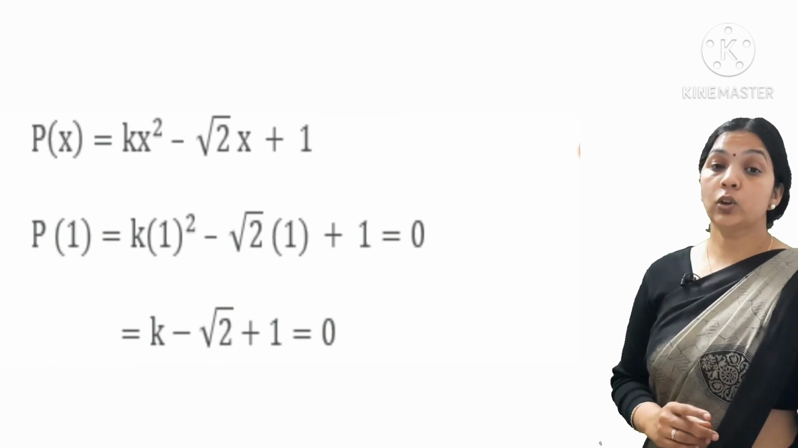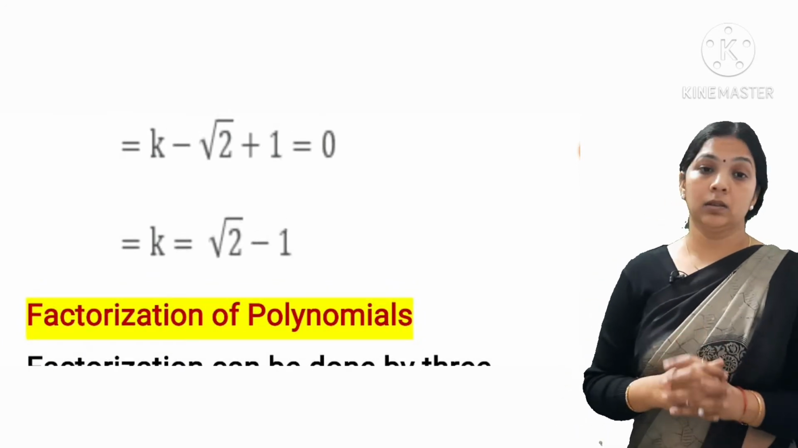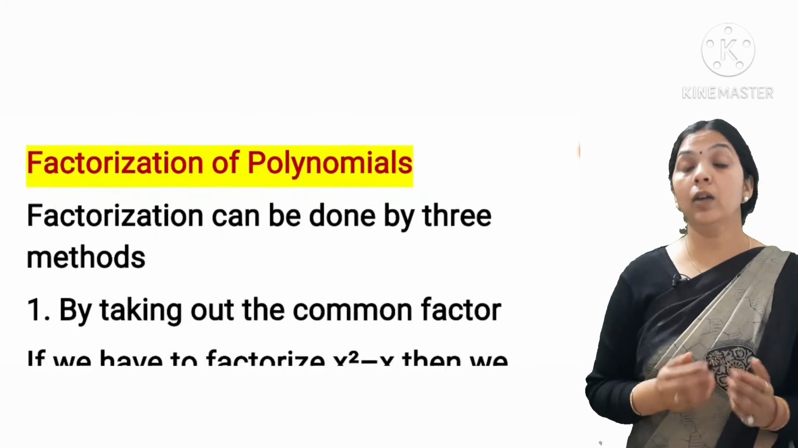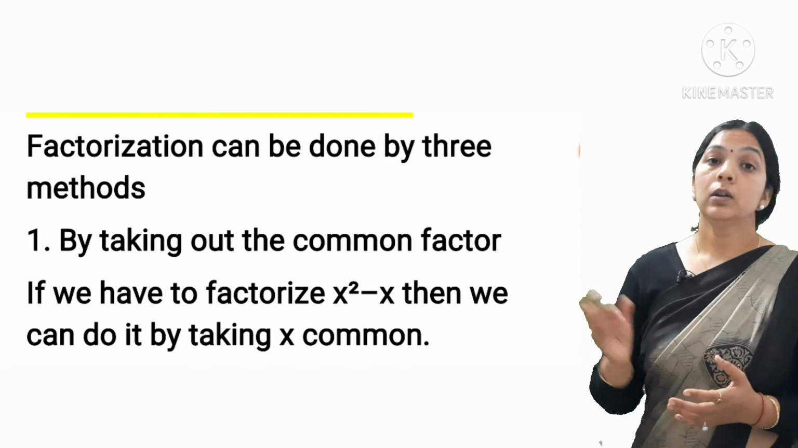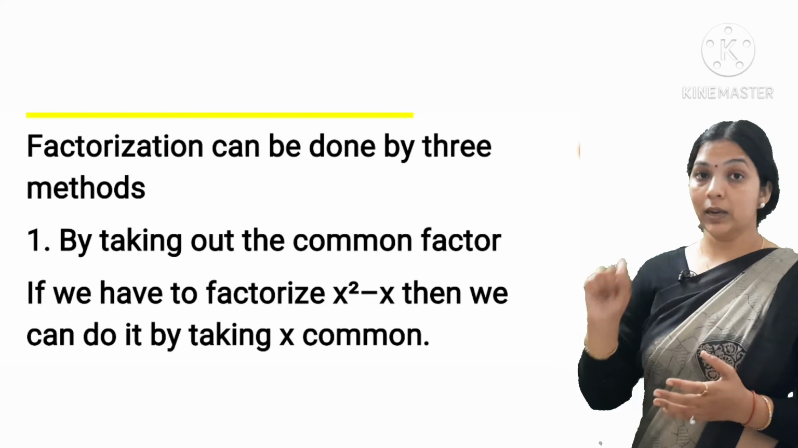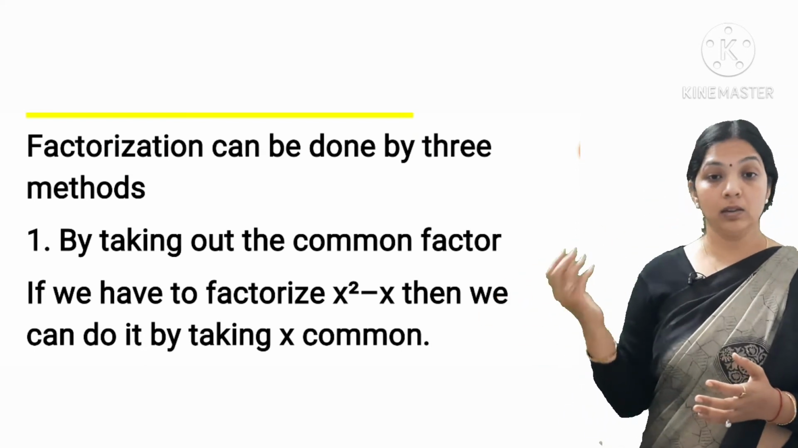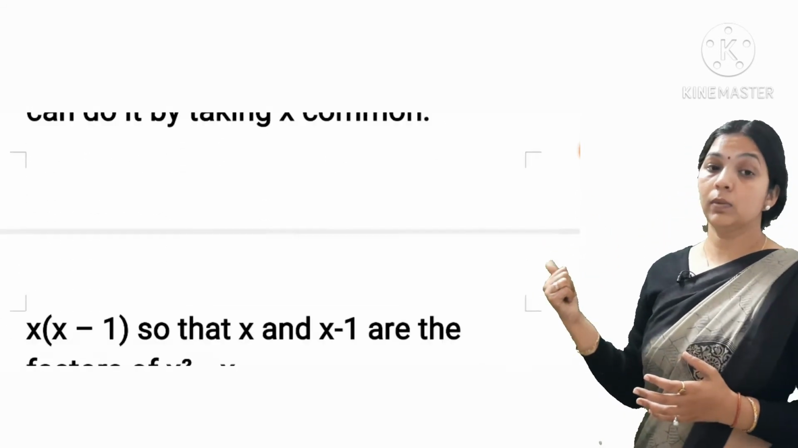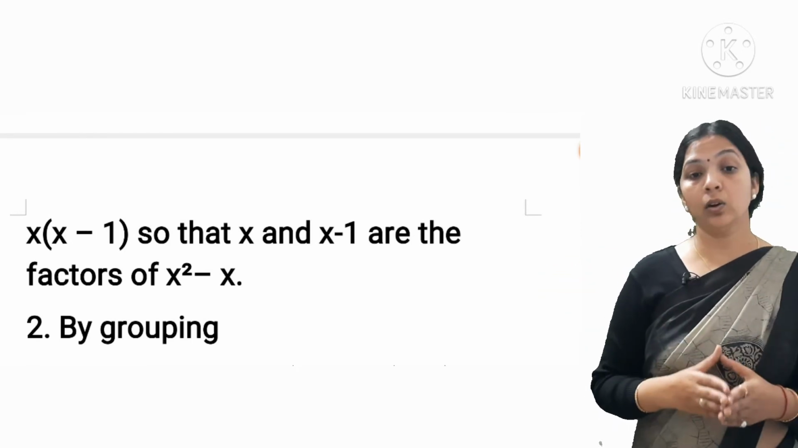Now, factorization of polynomials. Factorization can be done by 3 methods. The first one is by taking out the common factor. Suppose we have to factorize x square minus x, then here we can see that x is the common factor in both x square and x. So we can write it as x into x minus 1. So the factors of x square minus x are x multiplied by x minus 1. This is the first method, that is taking the common factor.